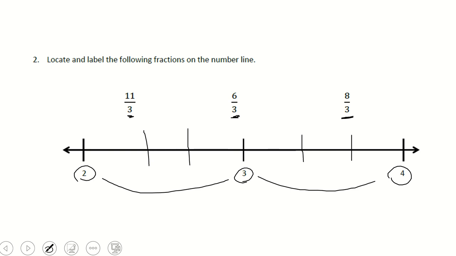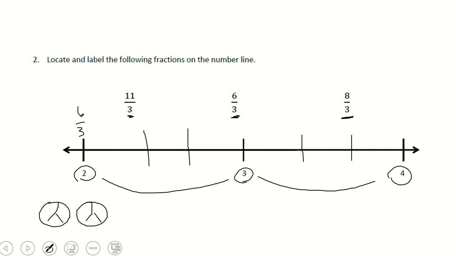Now, what's harder is that it starts at 2. So I need to think about 2 wholes, like 2 whole circles. And if I divide them into thirds, how many thirds would I have in 2 whole circles? Well, I would have 1, 2, 3, 4, 5, 6. So I would have 6 thirds.